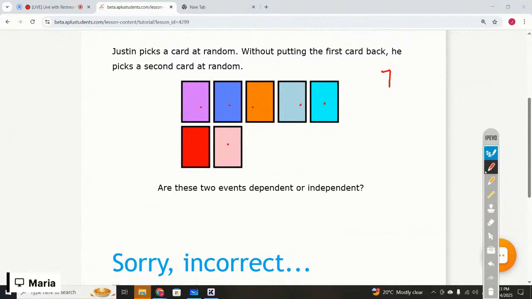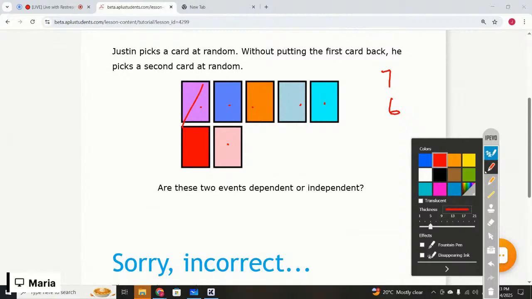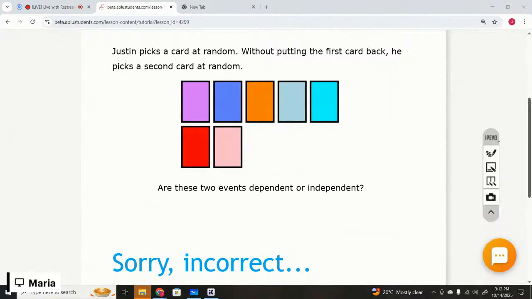Without putting the first card back. Now, for example, this is the card he picked the first time. For the second time, he has six outcomes because he didn't put the first card back. So the outcomes of the second event are affected by the outcomes of the first event. So that means they are the dependent events. The correct option is dependent events. If the outcomes of the second event are affected by the outcomes of the first event, they are the dependent events.